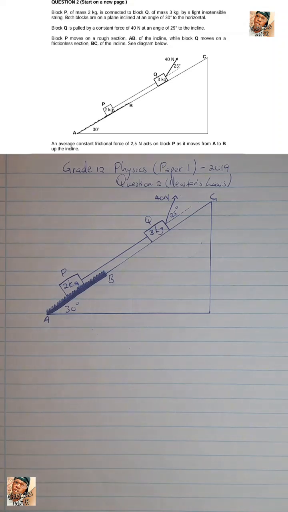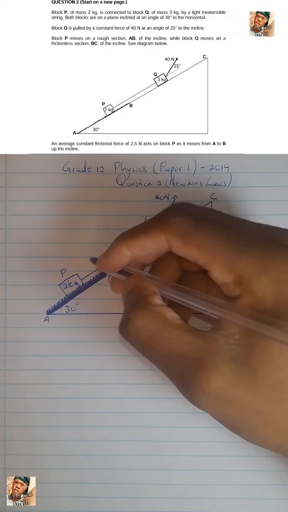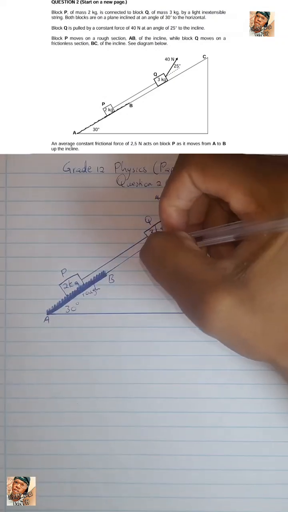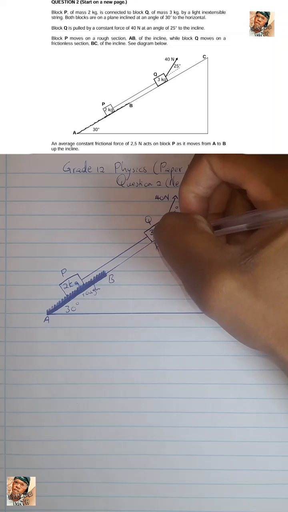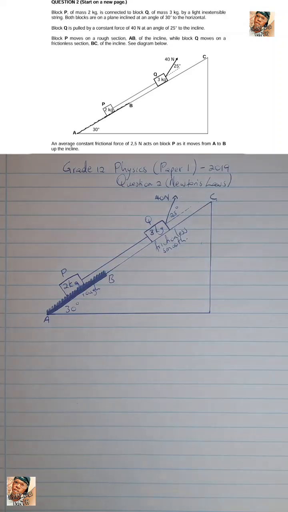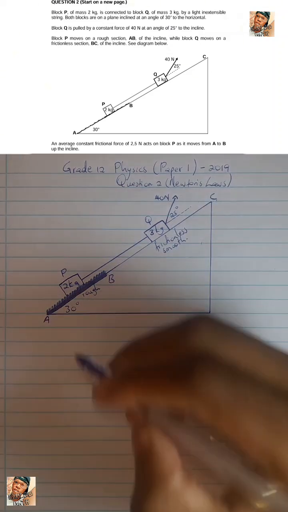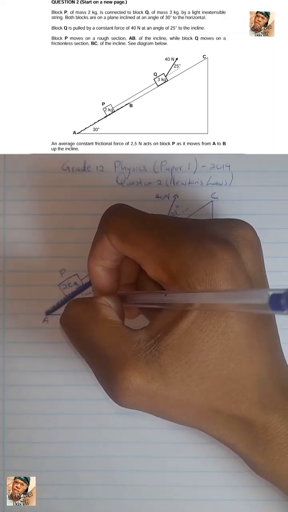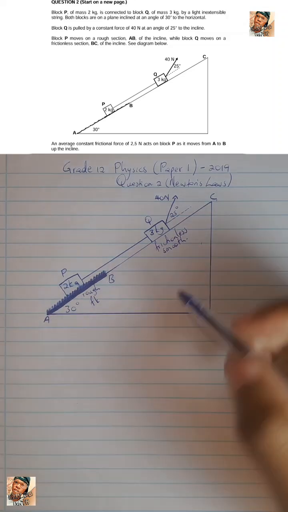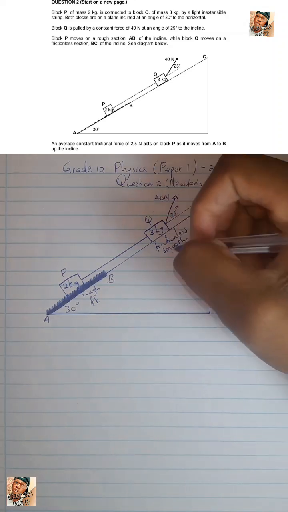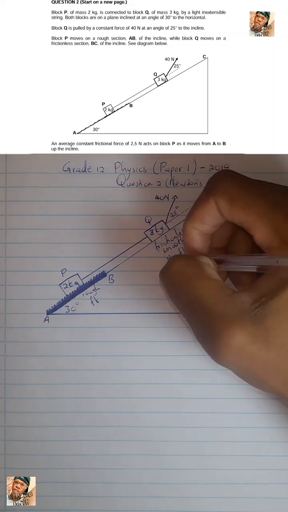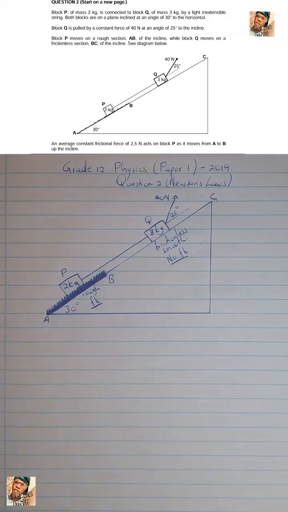Alright, this is the diagram they've given us, and they've told us that AB is rough and BC is frictionless. Frictionless also means smooth. Since AB is rough, there is going to be a frictional force, which I'm going to call kinetic frictional force, acting on block P as it goes through AB. Here on BC there isn't any kinetic frictional force, and here on AB there is.